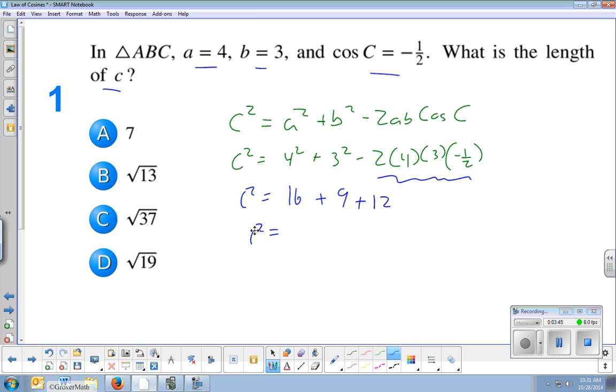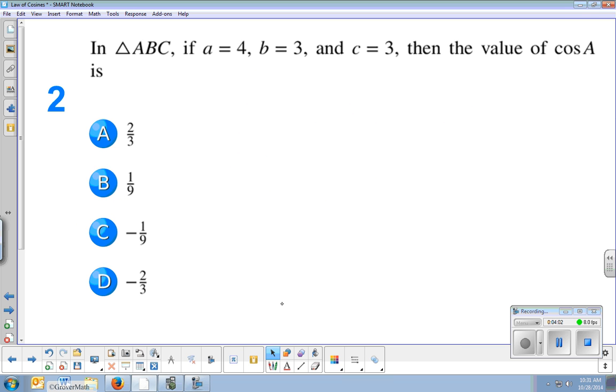So C squared equals 16 plus 9 is 25, plus 12 would be 37. It's an ugly looking C. And so C equals, then you do the square root of both sides to get radical 37, and that's our answer there. Let's try another one. Number 2. A is 4, B is 3, C is also 3. What is the value of cosine A? And so, again, law of cosines, because 3 sides, 1 angle.